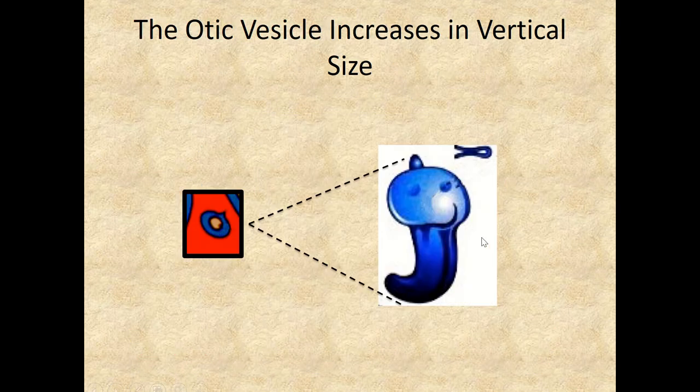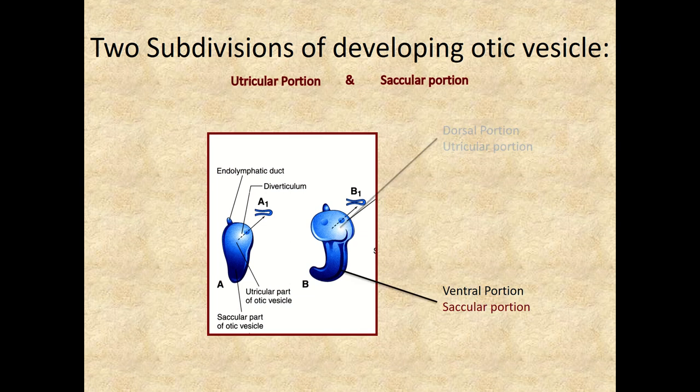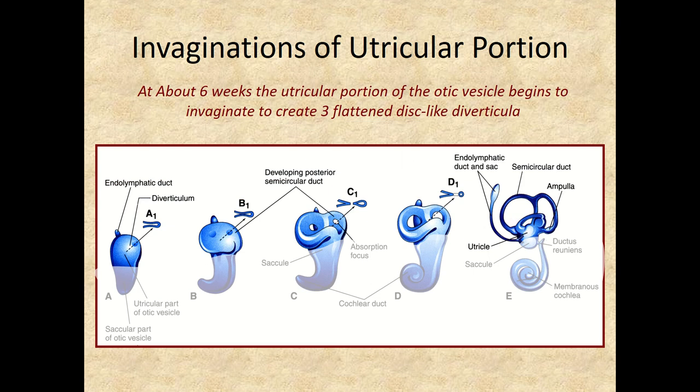So the otic vesicle is going to increase in size vertically and will develop into two subregions. The dorsal portion we refer to as the utricular portion, and that portion is going to develop into the utricle. And the ventral portion is the saccular portion, and that will develop into the saccule. So I'm going to talk about the two portions a little bit separately.